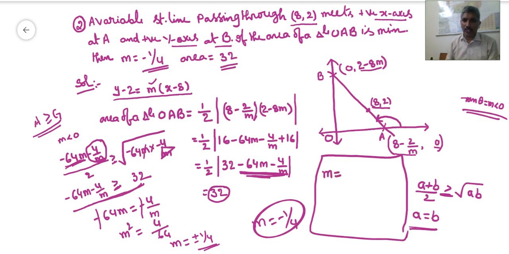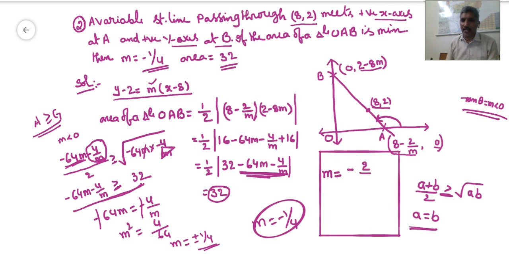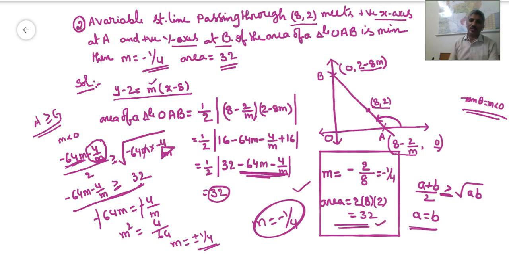Directly I can write the slope is equal to minus of y coordinate divided by x coordinate, that is nothing but minus 1 by 4. We got the same slope here, and at the same time area we can write directly as 2 into x coordinate into y coordinate, that is equal to 32. So that is the way to represent for objective exams.